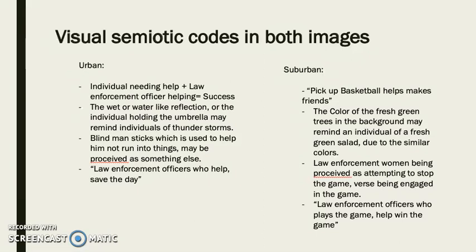And then on the flip side of things, we have the suburban. So a pickup basketball helps make friends. The color of the fresh green trees in the background may remind an individual of a fresh green salad due to the similar colors. Law enforcement women being perceived as attempting to stop the game versus being engaged in the image we saw. And then law enforcement officers who play the game help win the game.